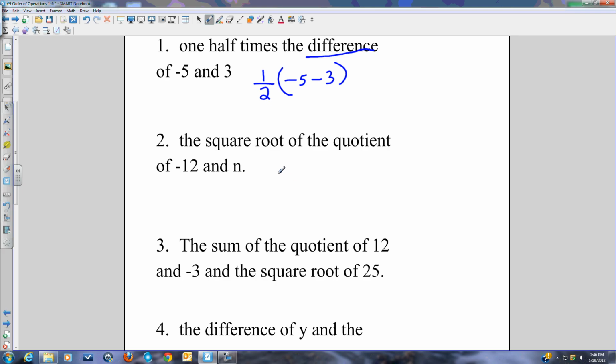The square root of the quotient of negative 12 and n. So we're going to take the square root. The quotient of negative 12 and n means negative 12 divided by n. So this is what that expression looks like. The sum of the quotient of 12 and negative 3 and the square root of 25. So we're going to take the sum of the quotient and the square root. So we know we're going to add. Now the quotient of 12 and negative 3 means 12 divided by negative 3. And we're going to add to it the square root of 25.